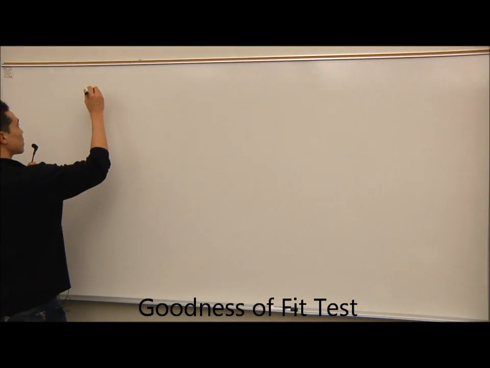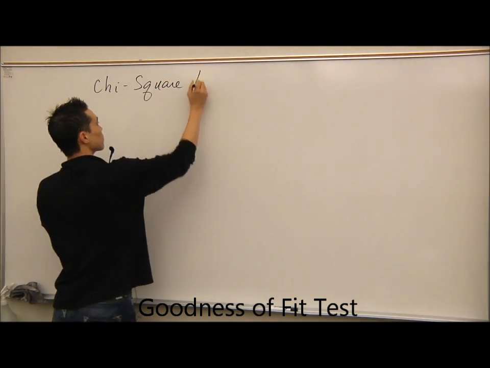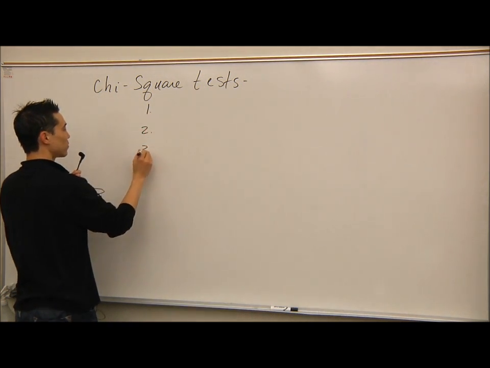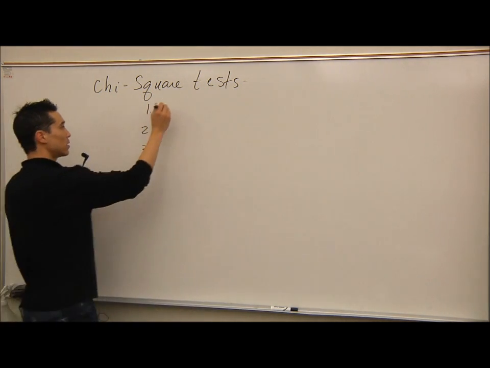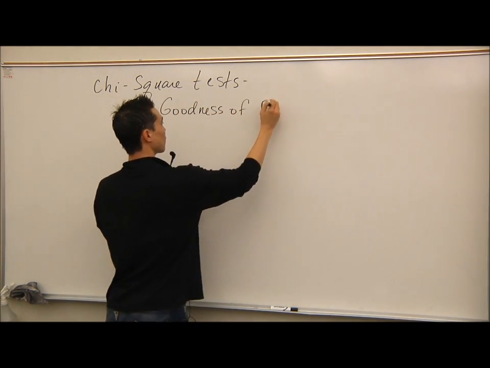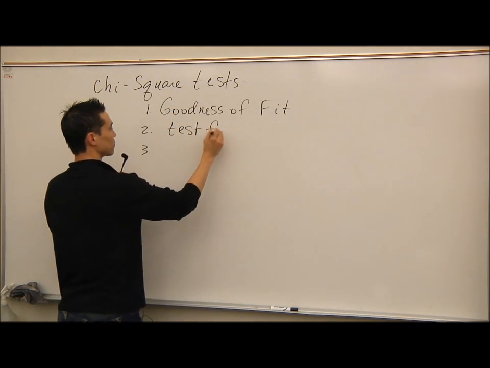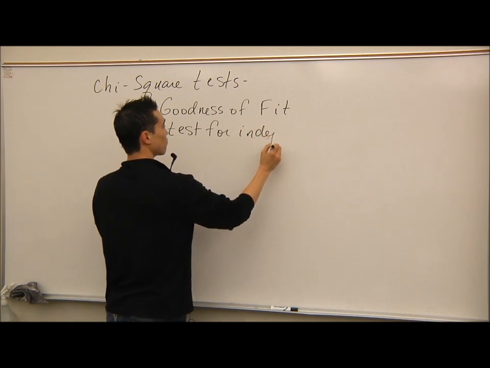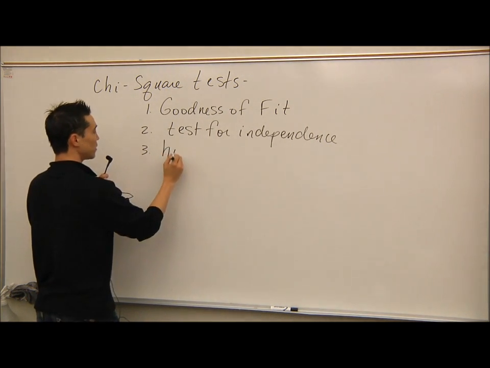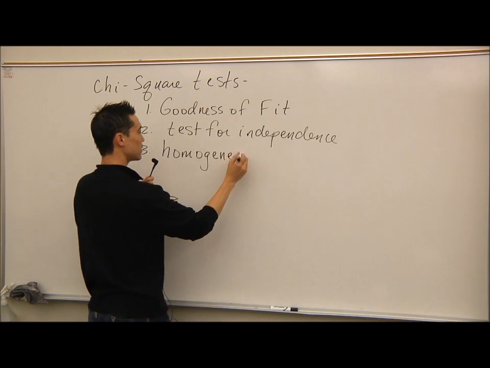All right, today we're going to start a series of what we call chi-square tests. There's three that we're going to look at, but we're just going to do the first one today. The first is called the goodness of fit test. Then we have the test for independence. And last but not least, we have homogeneity of proportions. Homogeneity, I believe I spelled that right.